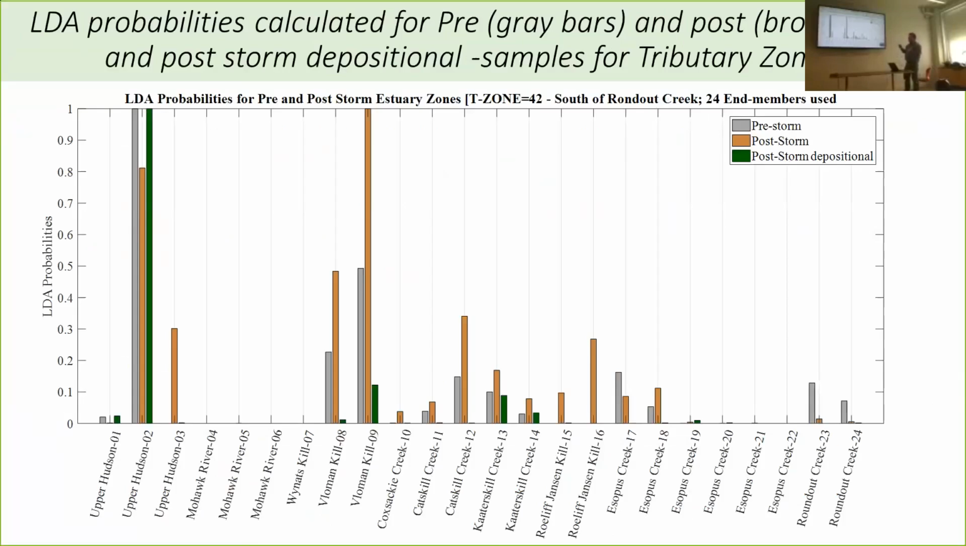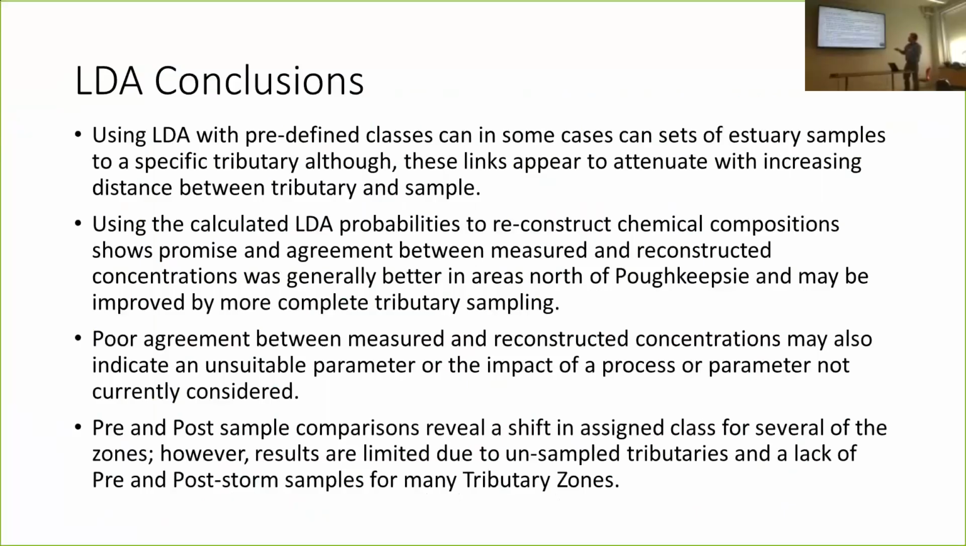But I would say for this, it was somewhat limited where we actually had samples in the same spot pre and post where we could do this comparison. But it's a way to use this data to maybe get at that. So this idea of using predefined classes, using the tributary samples, that information, the end members, to constrain this technique seems to be pretty useful.